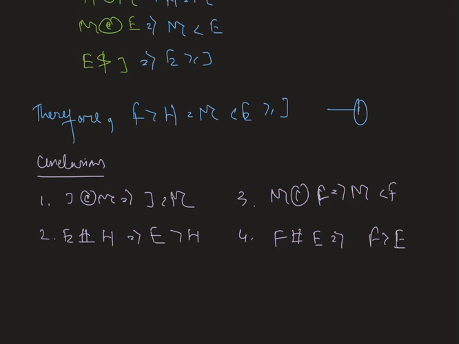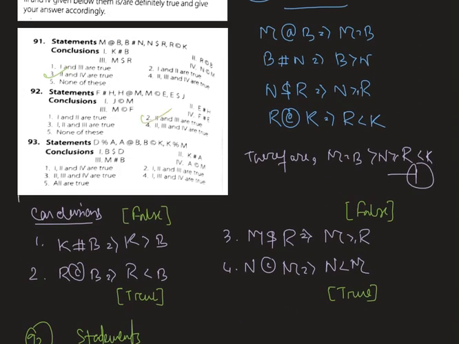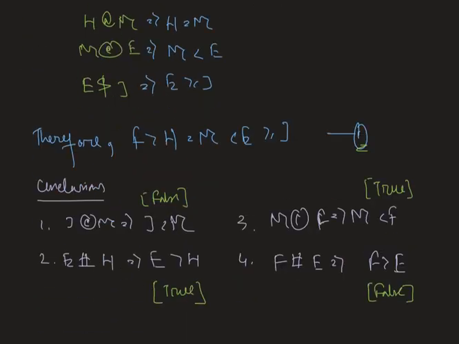Now the first conclusion is false. We can say this from relation 1. The second conclusion is true. The third one is also true. And the last one is false. Therefore second and third are true, therefore the second option is correct. Now let's see the last one.